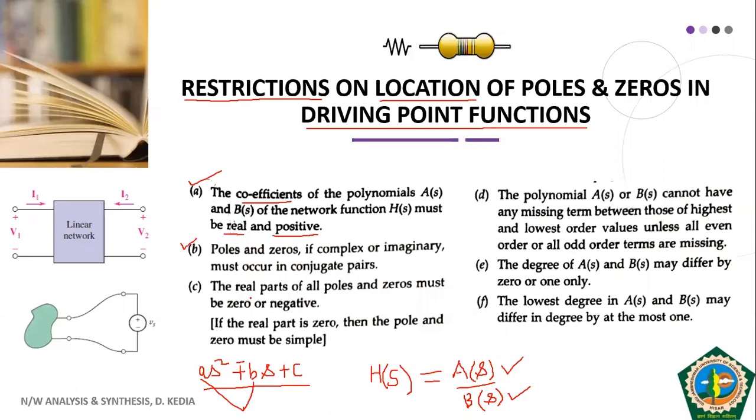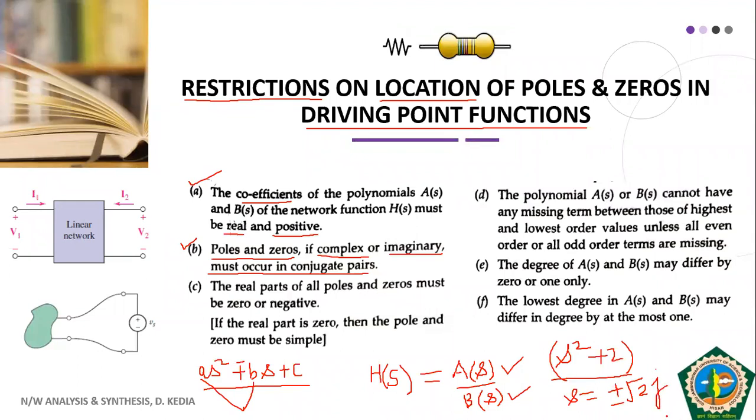Now come to the second condition. The poles and zeros, that is the roots of these polynomials, if they are complex or imaginary, must occur in conjugate pairs. What does it mean? It means that if you have a polynomial, for example s square plus 2, and you find the roots of this polynomial, the value of s will be plus minus j under root 2.